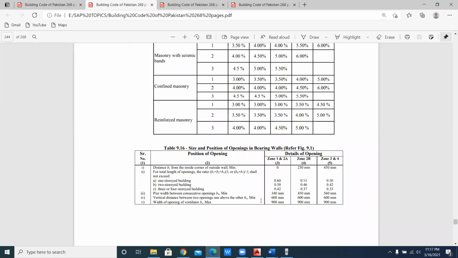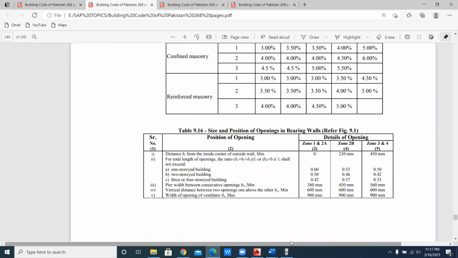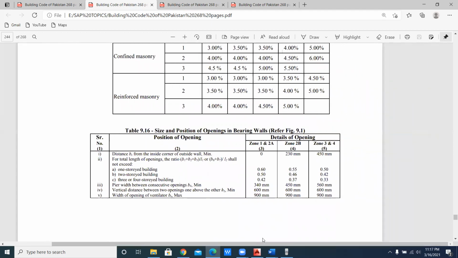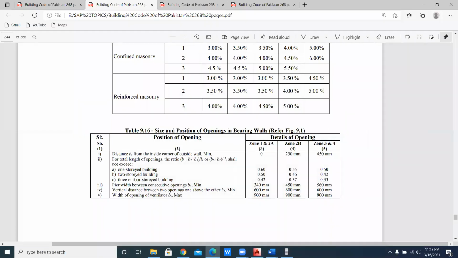So basically what is the purpose of showing you the table again? This is for this purpose, deduction. Okay, let's suppose you have walls here, as we have walls, and let's suppose we show here that there are all windows. Okay, this door consists of windows, this consists of windows, this consists of windows, this is a ventilator. Okay, this is not a window. Okay, then you will follow this for total length, and there is the size of openings in bearing walls.